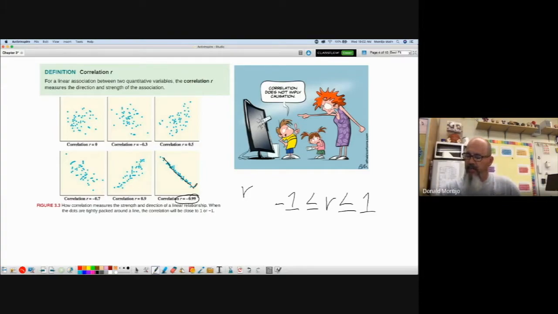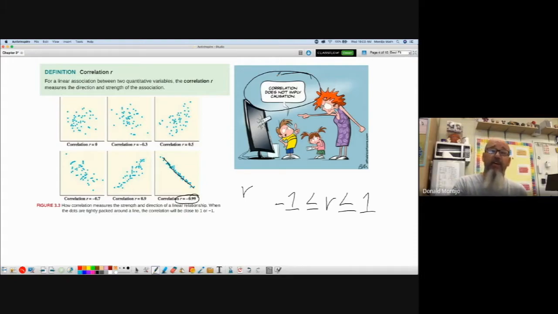This saying up here, we're going to repeat over and over again. Correlation does not imply causation. So if we have a super strong correlation like 1 or -0.99 as in graph 6, it doesn't mean that the change in X is what's causing the change in Y. It could, but it doesn't necessarily mean that X is causing Y. We will look in later chapters at how we can talk about causation. In this case, we can just say there's an association.